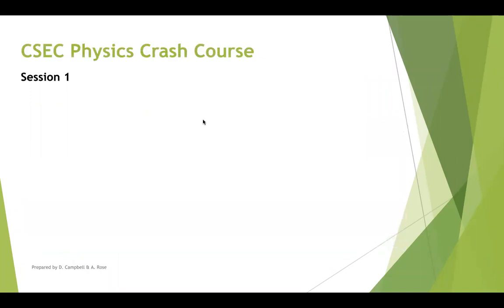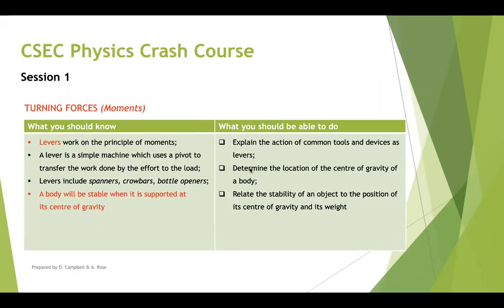So another thing that is important for you to note is that the principle of moments allows us to have different types of levers, and levers work on the principle of moments. There are three classes of levers. First class levers are the types where the pivot or the fulcrum is in between the effort and the load. Examples are a seesaw, which is very common, crowbars, and scissors.